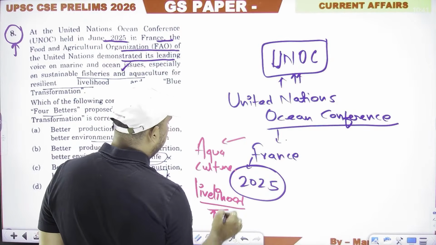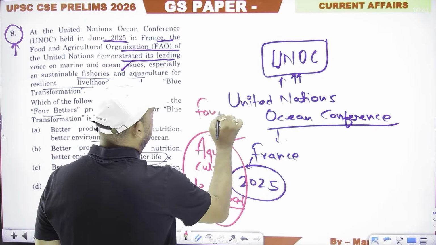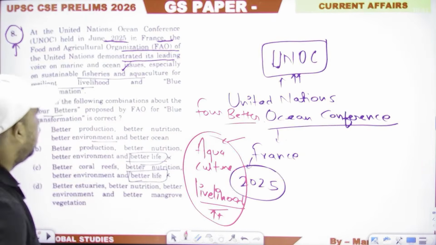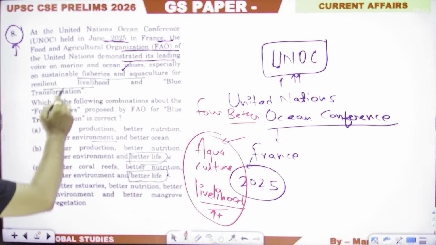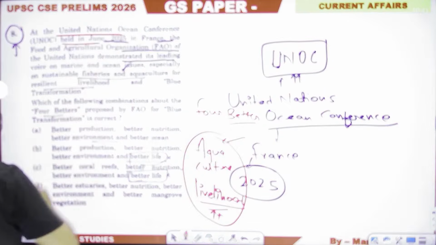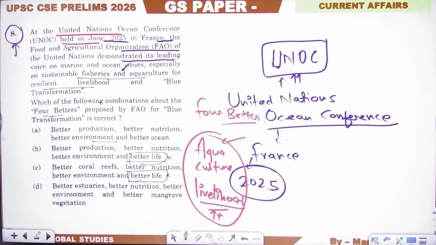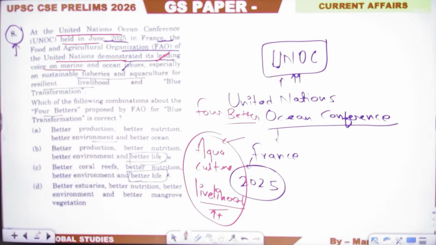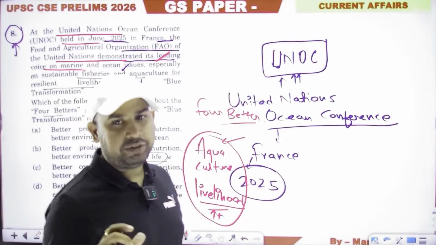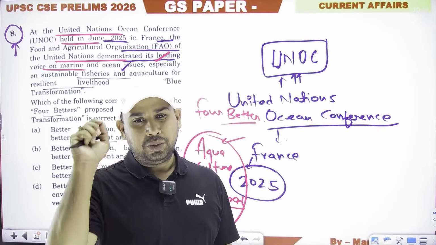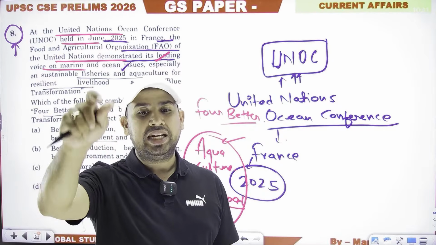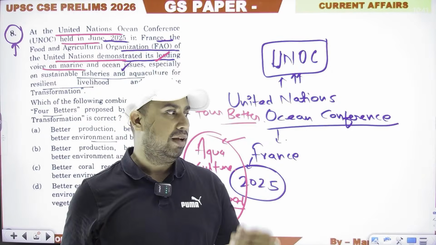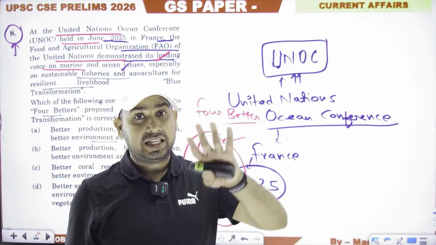They have indicated 4 betters as asked in this particular question. If you look closely at this question, they are asking at the United Nations Ocean Conference that was held in June 2025 in France, the Food and Agriculture Organization of United Nations demonstrated its leading voice on marine and ocean issues. They have raised the issues which are associated with which topic? So when you closely monitor it, it is associated with marine life and ocean life. And they have mainly focused on ocean or marine life.